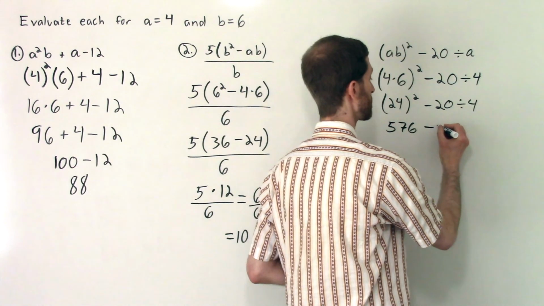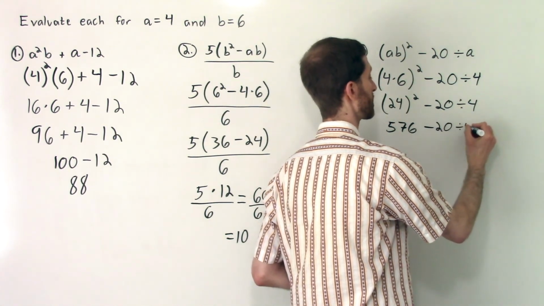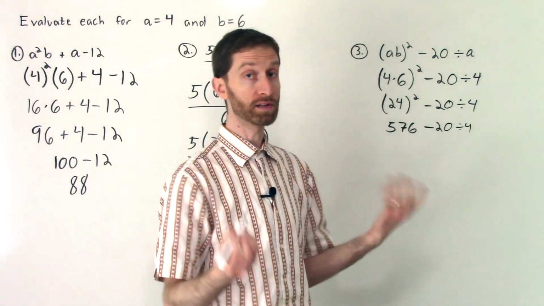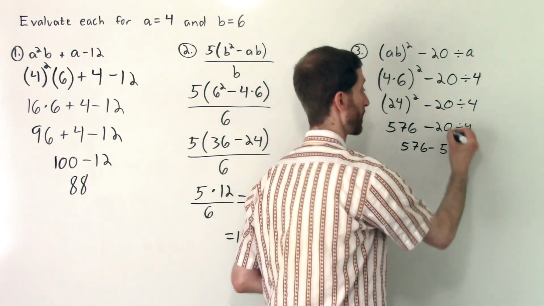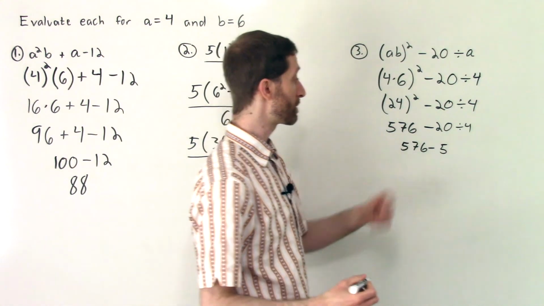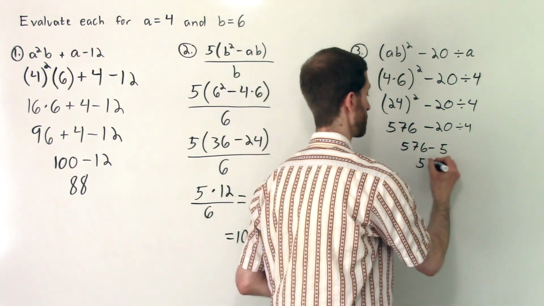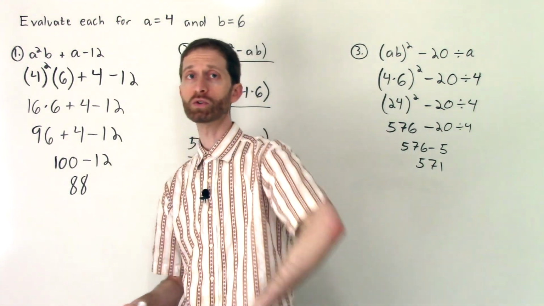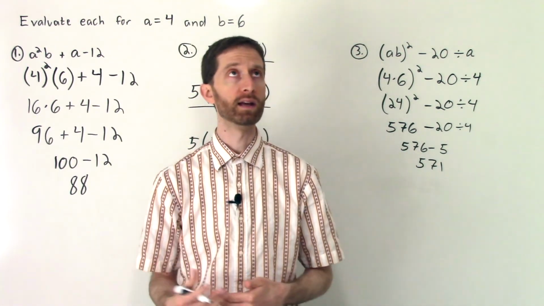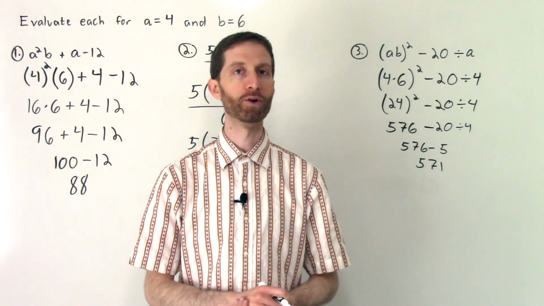Then we've got subtraction followed by division. We'll do division next. 20 divided by 4 is 5. So I get 576 minus 5, and then we subtract them, which is 571. That's it, peeps. Evaluation, as I showed you, can be practiced again and again and again. And then you're just left with using the order of ops. Aw, yeah.